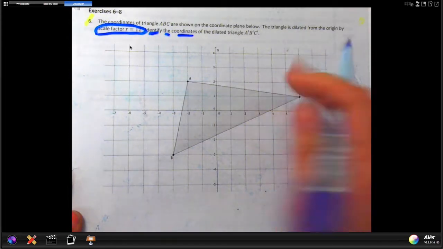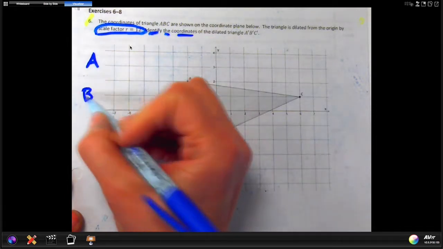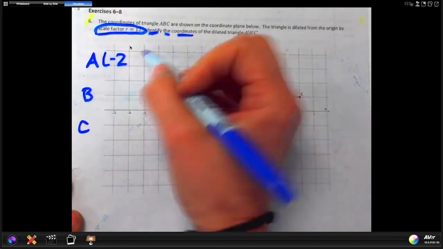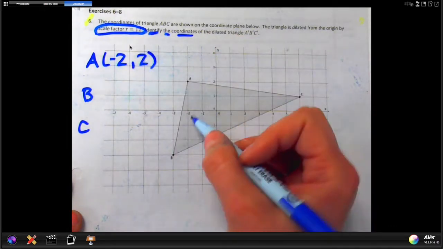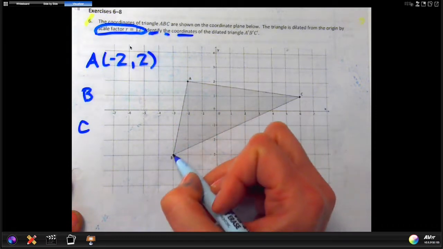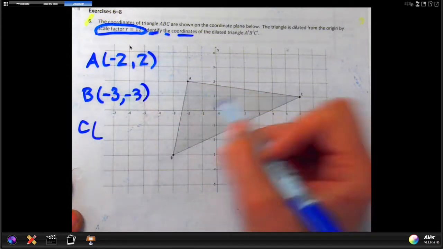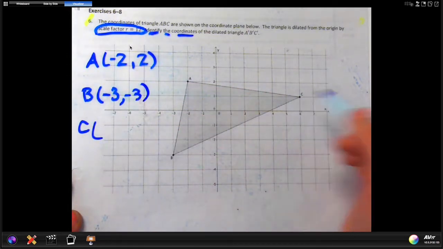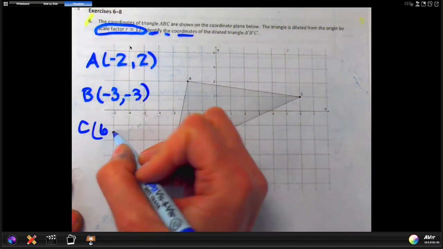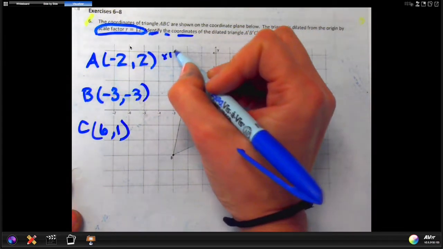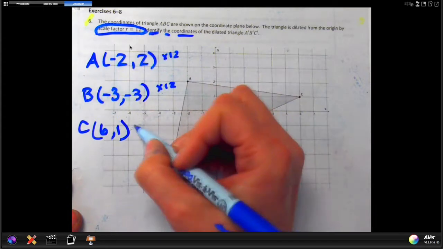Identify the coordinates of the dilated triangle. So identify the coordinates is all it says, so it doesn't say we have to plot them back on the graph. So what we're going to do is find our original coordinates A, B, and C. So A is at the spot negative 2, comma, positive 2. B is at the spot negative 3, comma, negative 3. And C is at the location positive 6, positive 1. And it tells us our scale factor is 12, so we're going to multiply all of our numbers by 12 to get our new coordinates.